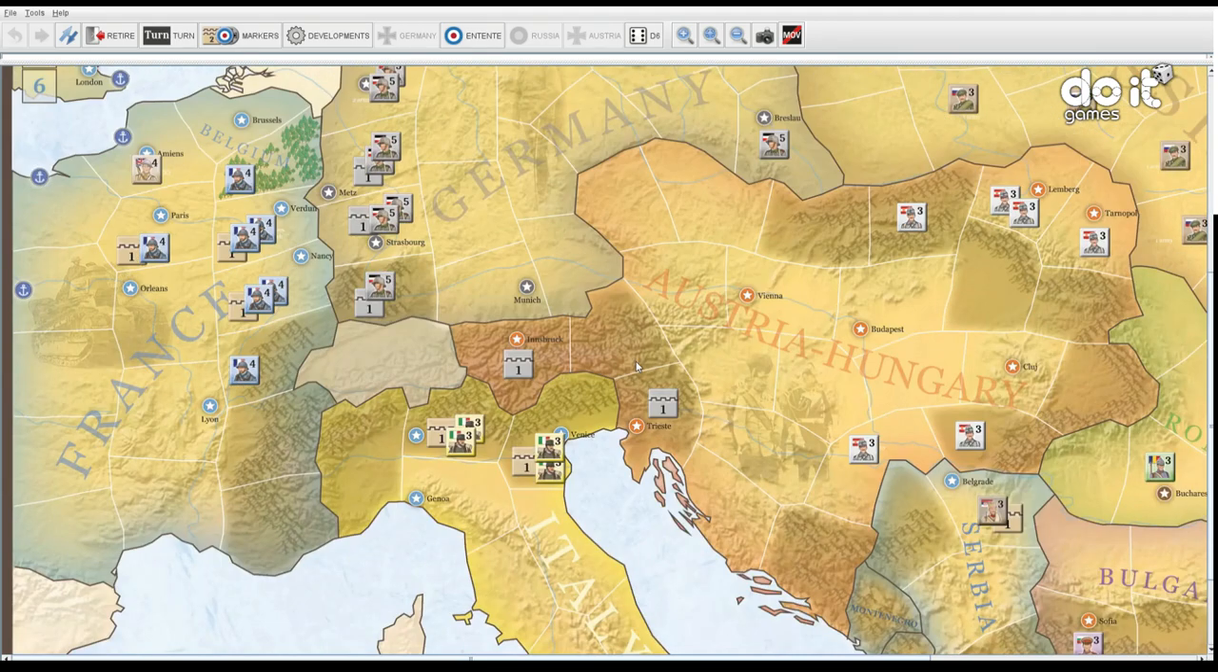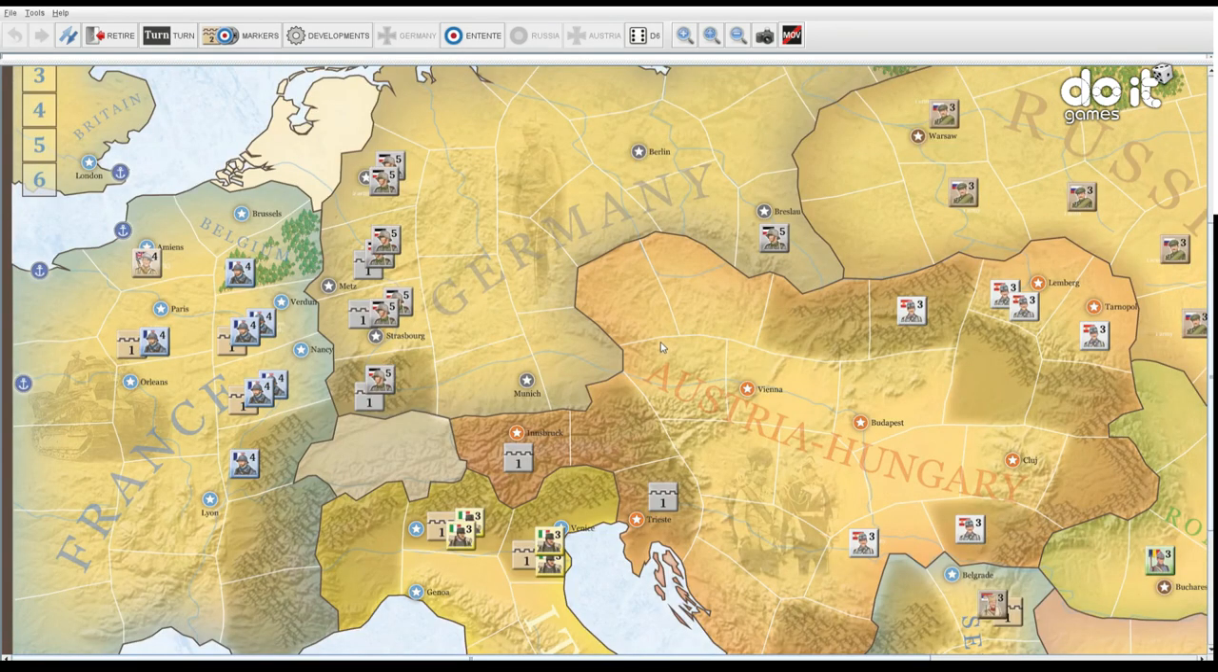Okay, so with two players, it's easy to take powers because one player will obviously take one coalition, which would be Germany and Austro-Hungary, and the other would be France and Russia. With four players, it's also easy. Each player will take one power. When you play with three players, one of the players needs to take two powers, so maybe Germany and Austro-Hungary or France and Russia. And the remaining two players will take the other two powers still free.